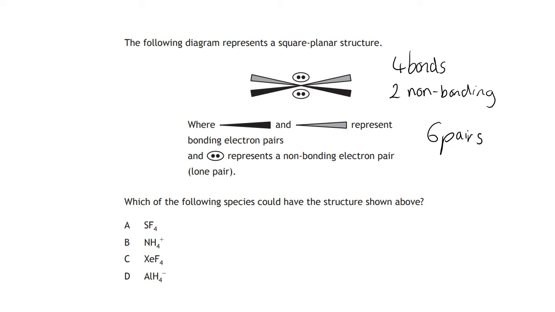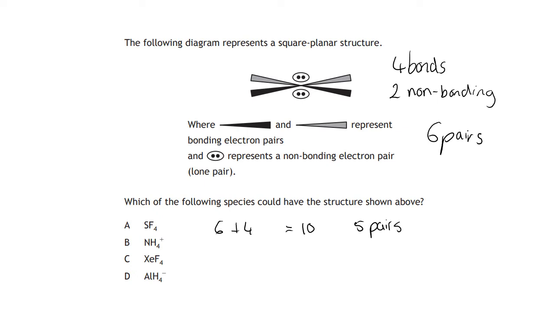You will need to look at your data booklet for this. Where is the central atom in each one? And then work out the number of electrons. With sulfur, sulfur is in group 6, so it's got 6 electrons plus 4 from the 4 fluorines. That gives you 10, which is 5 pairs.